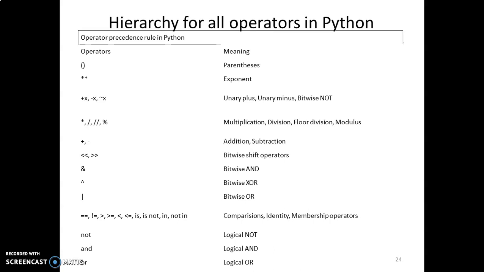Okay, and this is the summary of all the operators, and all these operators have association from left to right except for the exponent operator, which has an association from right to left.